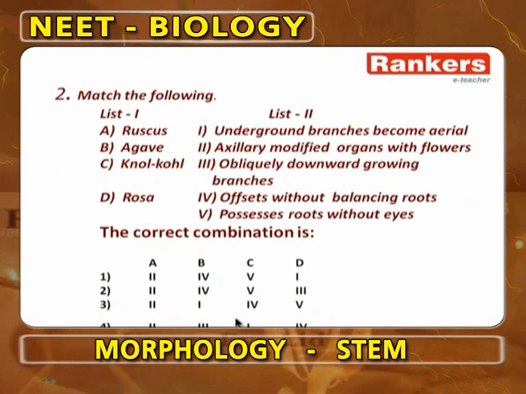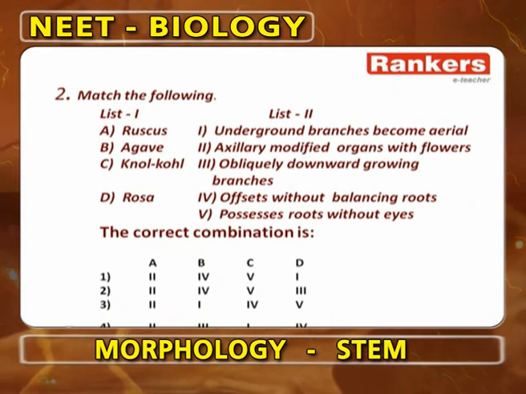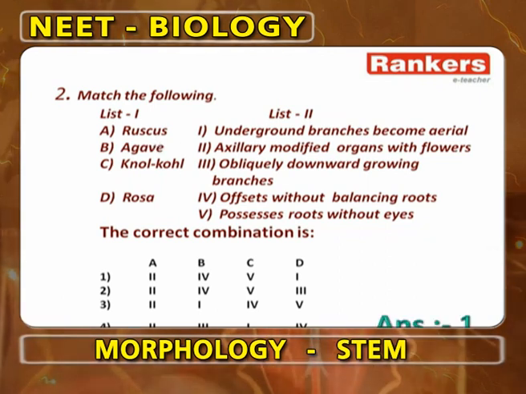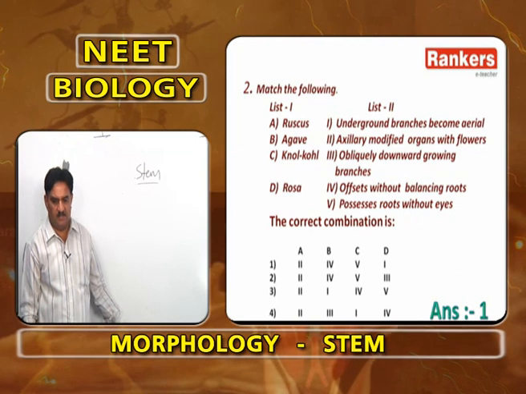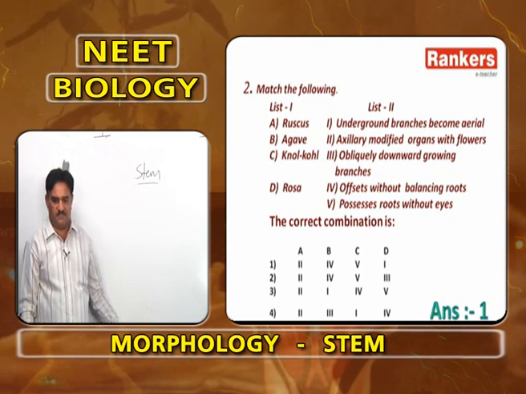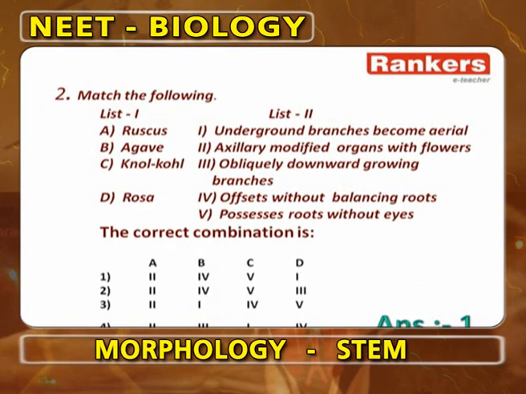Next, matching. Ruscus always shows the second option, axillary bud modified organs with flowers. Then Agave shows the fourth option, offsets with balancing roots. Then Nolcol shows the fifth option, possess roots without eyes.